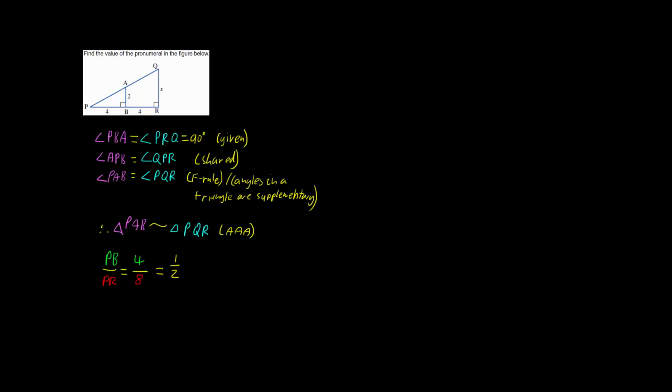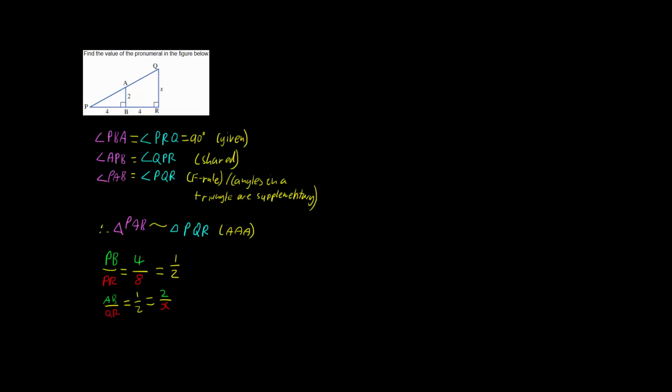So now we can use this to have a look at these two sides and find x. So we have AB over QR, and that should be the same as this one here, so that's 1/2. And if you look at AB, that distance is 2, and the QR distance is x, and x is what we're trying to find. So we have 2 over x is equal to 1/2.